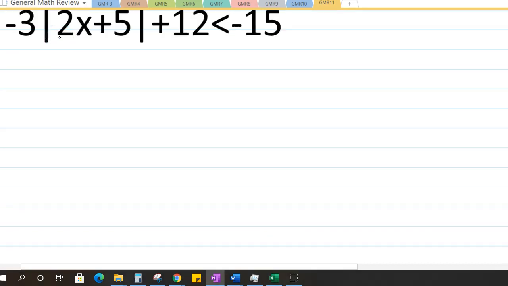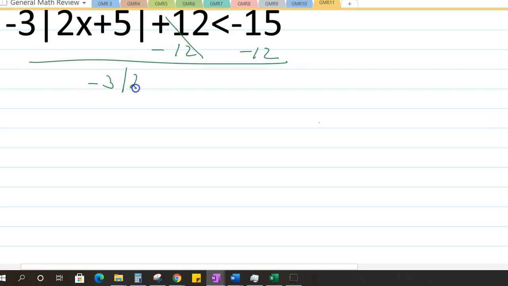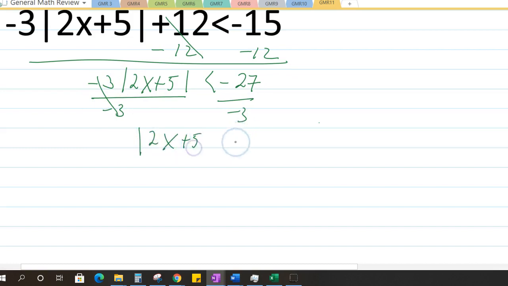Okay, one last problem. Step number 1, isolate the absolute value. It's being added by 12 and multiplied by negative 3. We're doing PEMDAS backwards. Subtract 12 from both sides. Negative 15 minus 12 is negative 27. Next, the opposite of multiplying by negative 3 is to divide by negative 3. Remember, dividing by a negative, we're going to flip the inequality. Negative divided by negative is positive, 27 divided by 3 is 9.